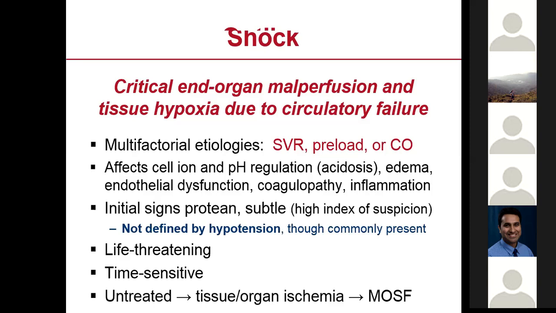The manifestations of shock are protean and subtle. So there are many different ways, we'll see on the next slide, that this can manifest systemically. What's going on in the cell is that lack of energy means that the cell cannot regulate its ion and pH and fluid balance. That results in local endothelial dysfunction, mitochondrial death, coagulopathy, and inflammation. And the inflammation is one of the things that leads to circulatory failure by releasing vasoactive, vasodilating compounds.